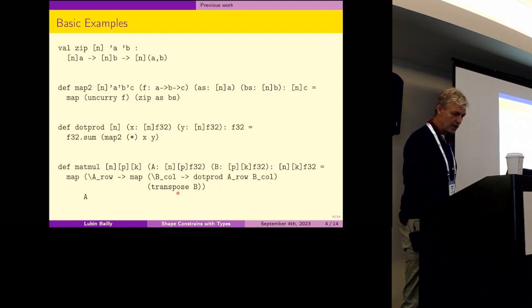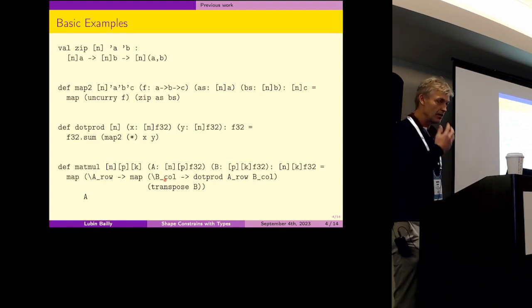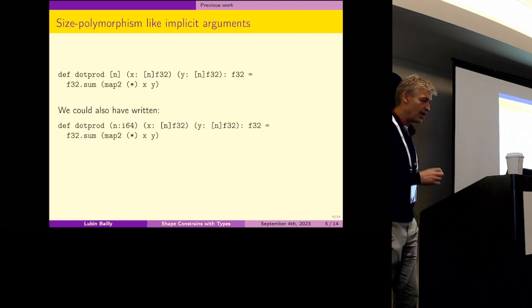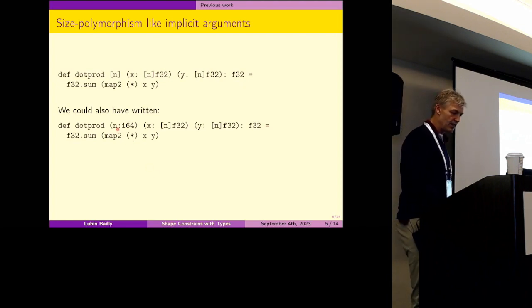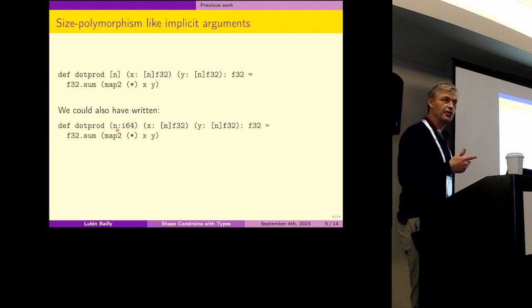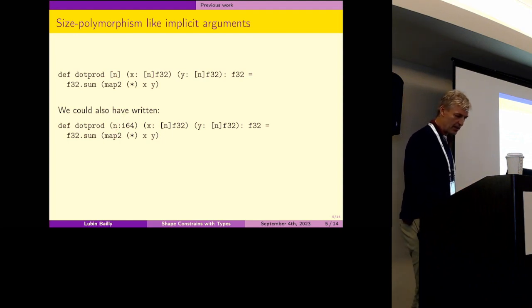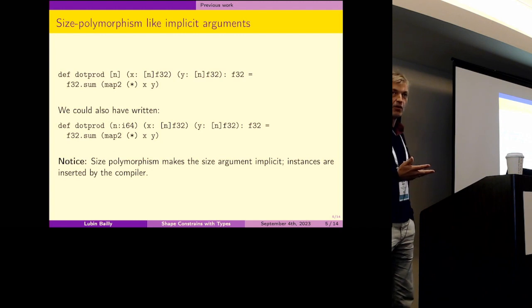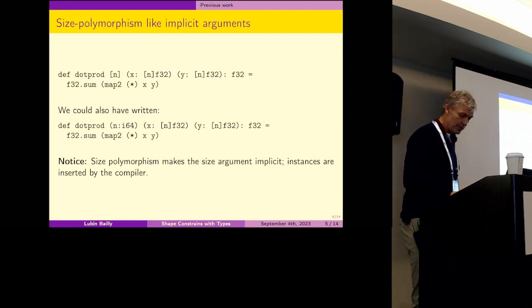And again, we can see here we transpose B here, but we don't really reason about sizes inside the implementation. All that is done explicitly or implicitly. We could also, let me see here, if we have dot product, instead of this dot product, have been explicit about this size here. So here we really use size polymorphism to make it implicit, but we could also have written n explicitly and say you really need to provide an explicit argument. So that's kind of an alternative. With the size polymorphism, it's really implicitly added by the compiler.